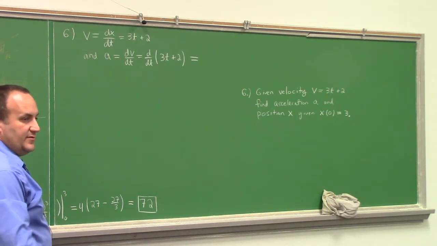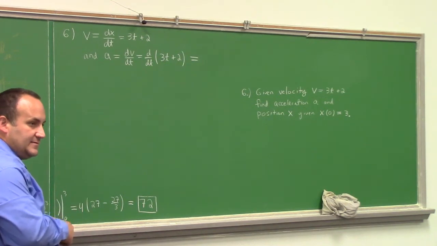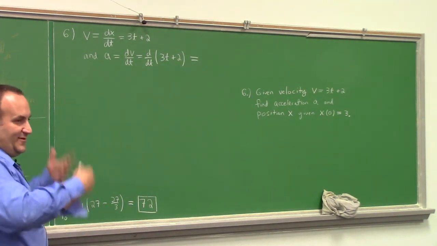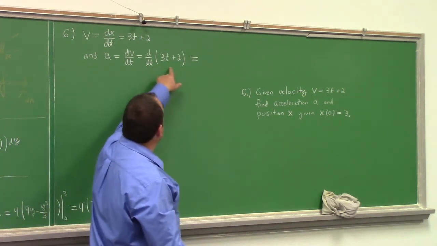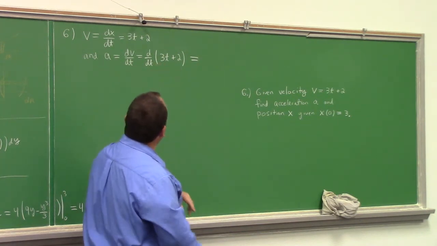Using calculus, the acceleration is the derivative of the velocity. We don't need formulas. We create our own. What's the derivative of 3t plus 2 with respect to t?